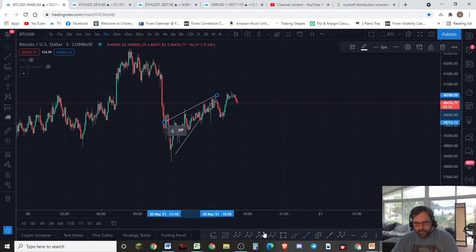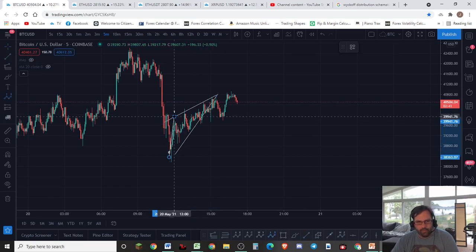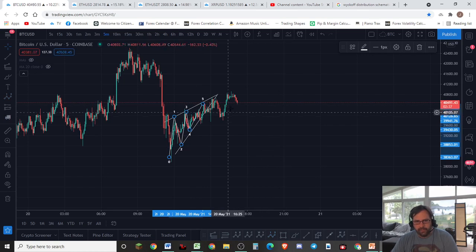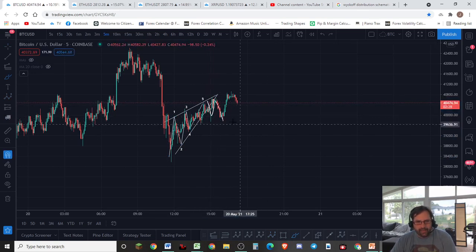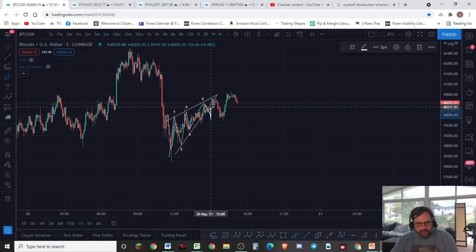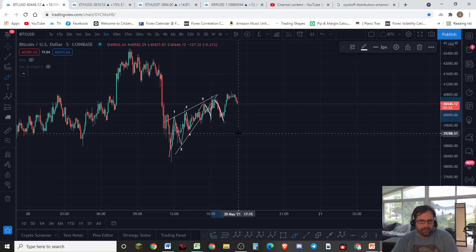Okay, leading diagonal looks like this. You've got 1, 2, 3, 4, and 5, and then what we got out of that was a three-wave move right there. It's a flat. It started with three waves down, three waves up, and then five waves down. That's a flat. And then we got an impulse out of it.